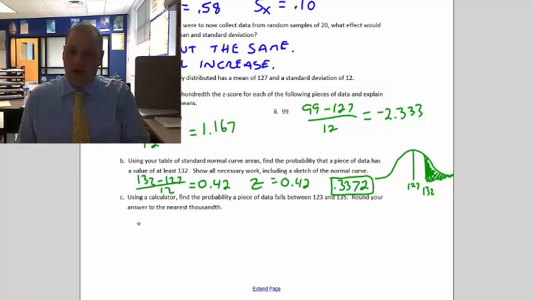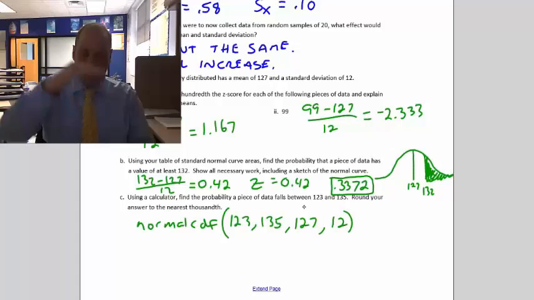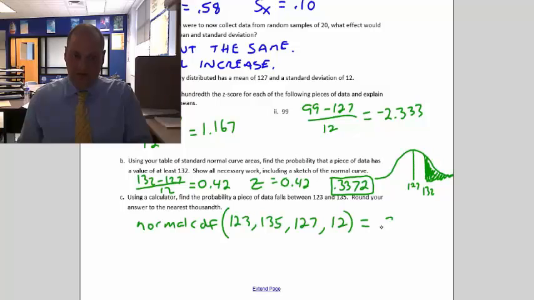So what we're going to do on our calculator, I know you don't have it, so just write down the keystrokes here. The normal CDF, we're going to go 123 to 135, and then the mean of 127, and then the standard deviation of 12. You would just type that in, list them out: lower, upper, mu, sigma. You paste it, it looks like this, and you're going to get 0.378.